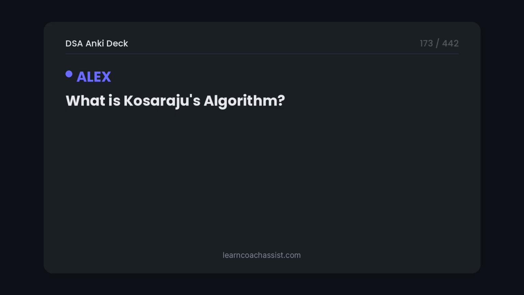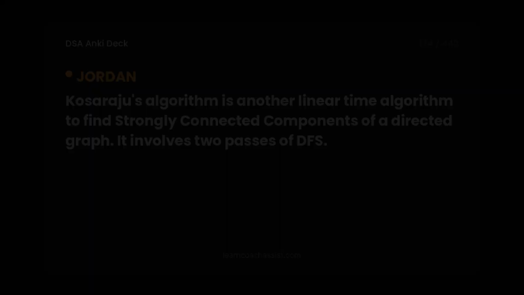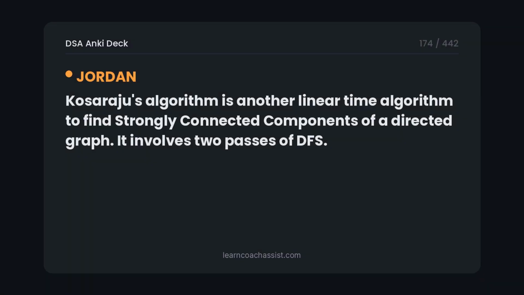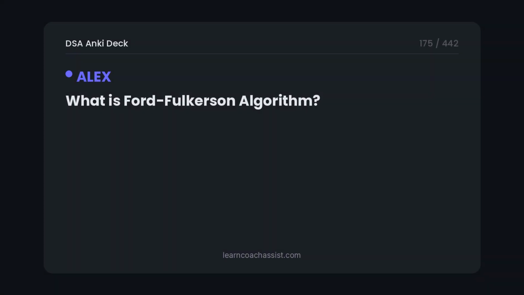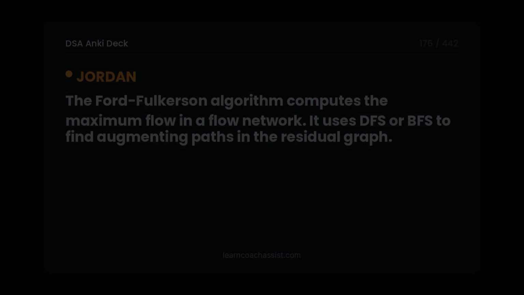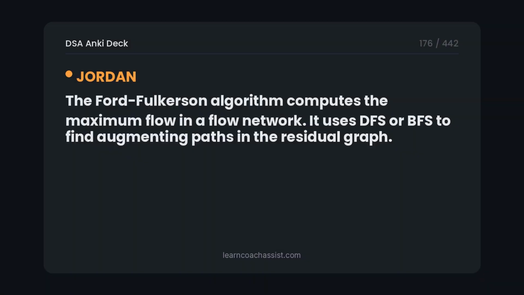What is Kosaraju's algorithm? Kosaraju's algorithm is another linear time algorithm to find strongly connected components of a directed graph. It involves two passes of DFS. What is the Ford-Fulkerson algorithm? The Ford-Fulkerson algorithm computes the maximum flow in a flow network. It uses DFS or BFS to find augmenting paths in the residual graph.